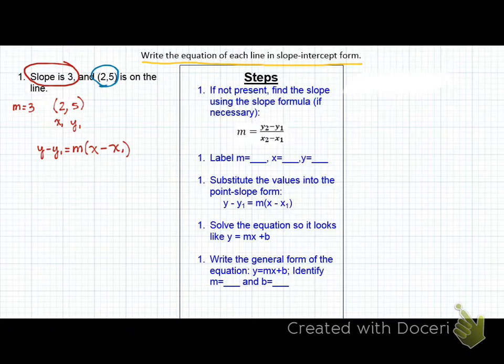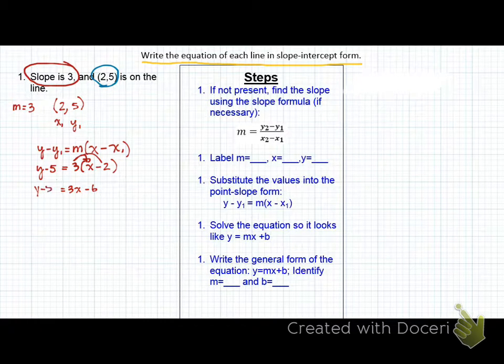So we got y, we're going to leave alone. y1, I realize, is 5, so I'm going to put y minus 5 is equal to our slope m, which is 3, times x minus x sub 1, which is 2. Okay? And then I'm going to distribute. So we have 3 times x is 3x. Then we have 3 times negative 2 is negative 6. Bring down the rest of the problem.